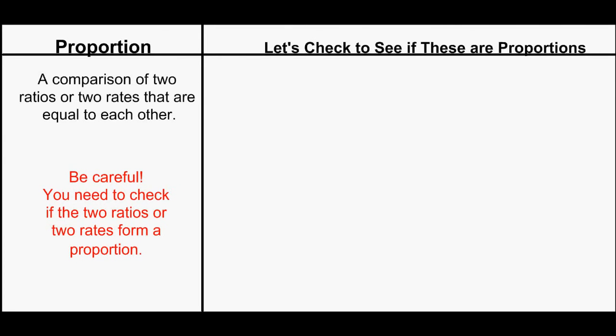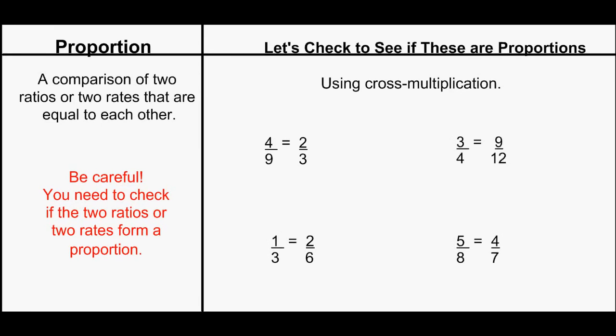Be careful. When you're presented with what looks like a proportion, you need to check to see if the two ratios or the two rates do form a proportion. Let's check to see if these are proportions. Let's use cross multiplication to check them. 2 times 9 is 18. 4 times 3 is 12.